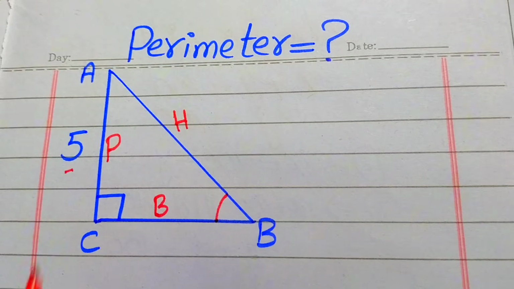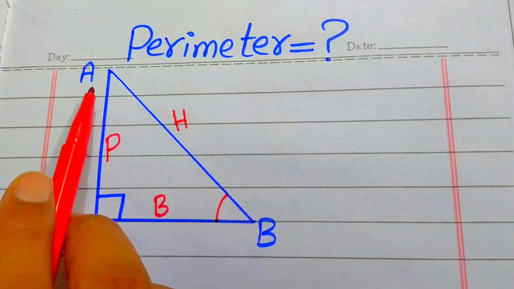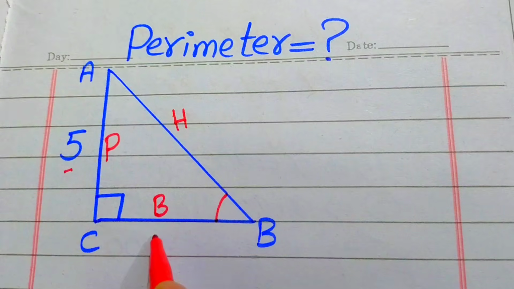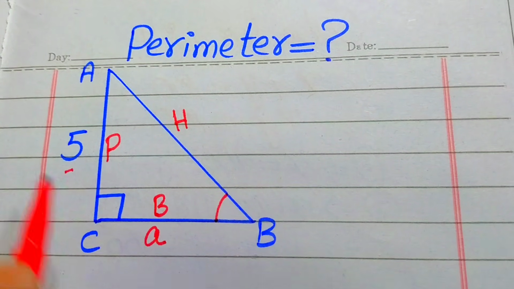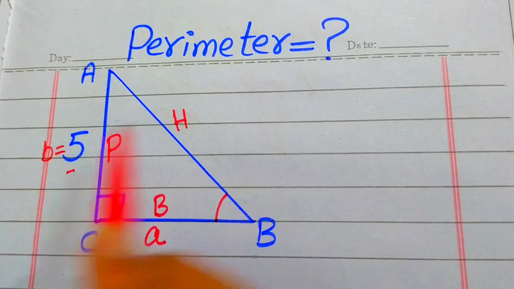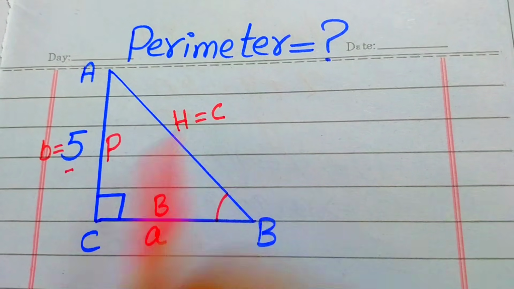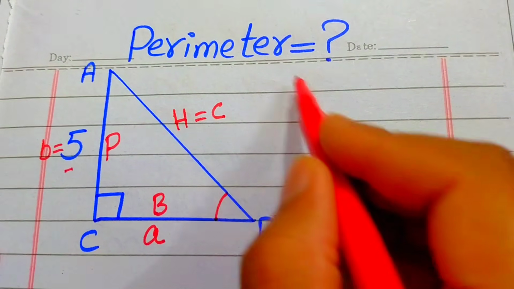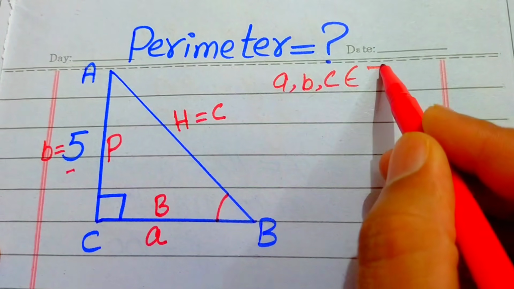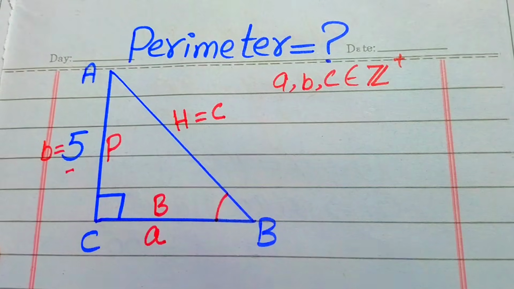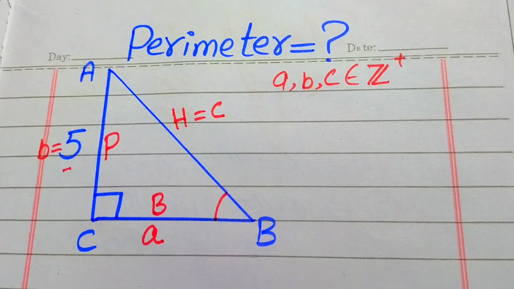And here we denote the side opposite to the vertex capital A by small a, the side opposite to the vertex capital B by small b, and this is denoted by small c. Remember that all the sides of this triangle must be positive integers. So we need to find first the values of a and c, and then we move towards finding the perimeter of this triangle.